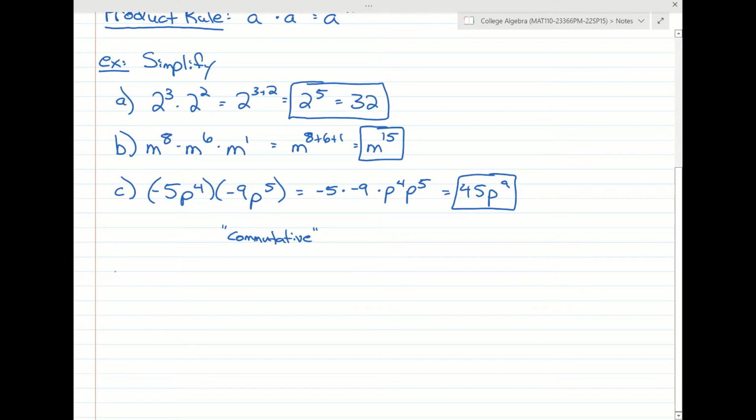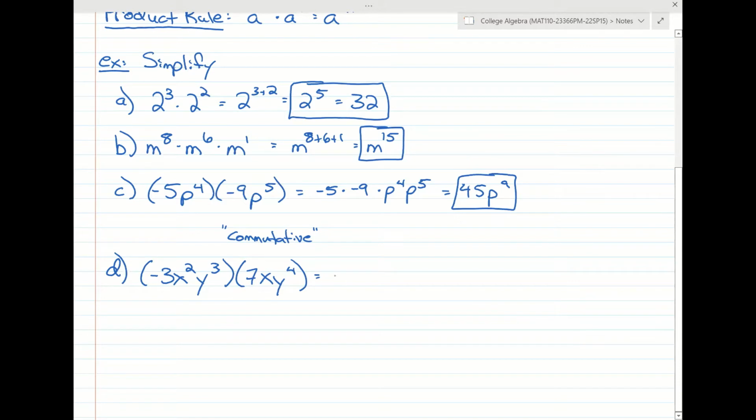And then the hardest kind of problem we could see with these is if we had -3 x squared y to the third times 7x y to the fourth. If you want to just multiply the numbers together, multiply the x's together and the y's together, that's totally fine. You could skip a step.